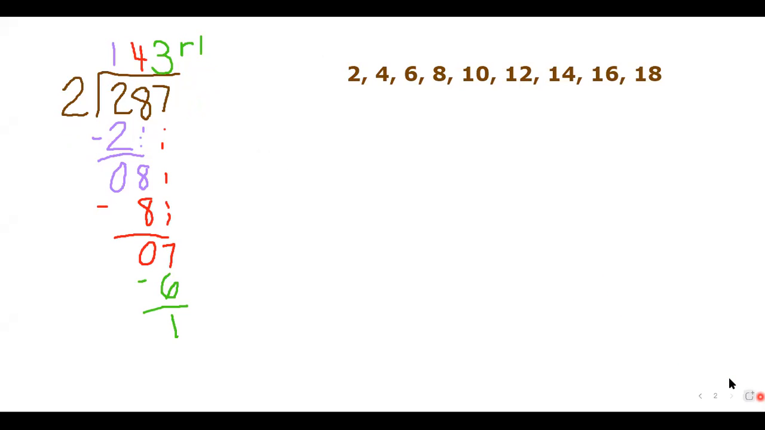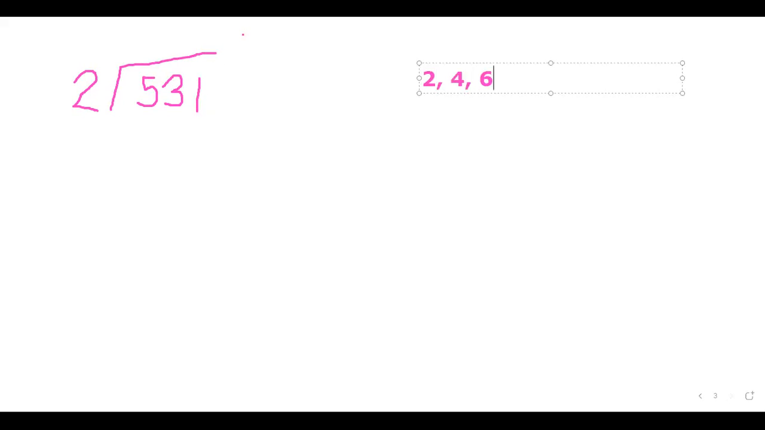Let's do one more together. Two divided into 531. My divisor is 2, so I'm going to list my multiples of 2. You don't have to, just reference them on your multiplication chart if you choose. You know where to find them.